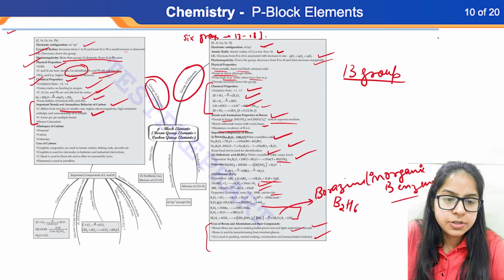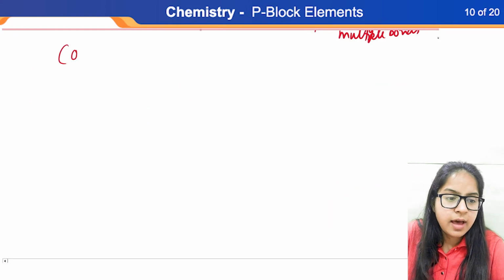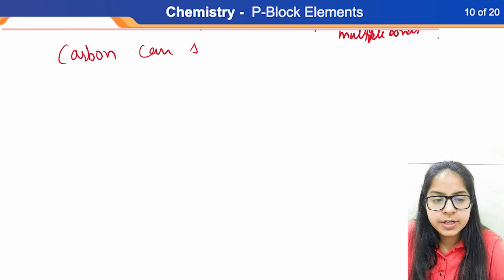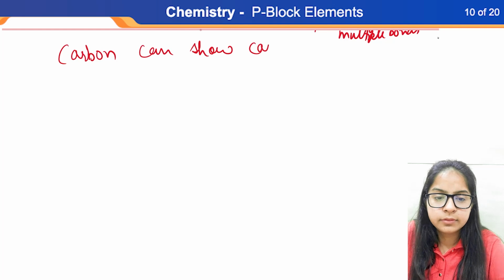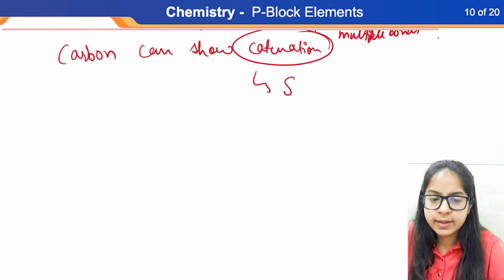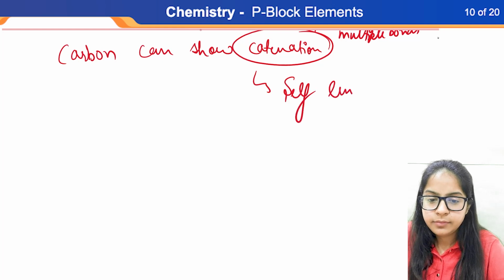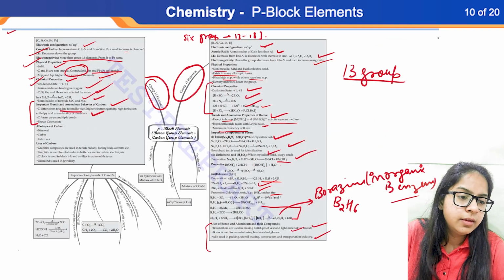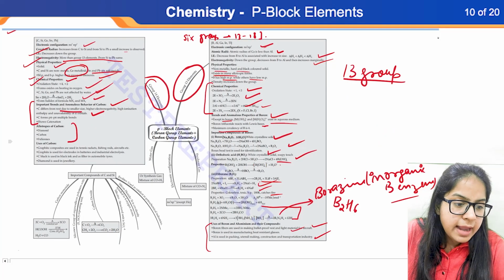Next one is, it can show catenation. Carbon can show the catenation property, which is the self-linking tendency. Okay. Now the allotropes of carbon.